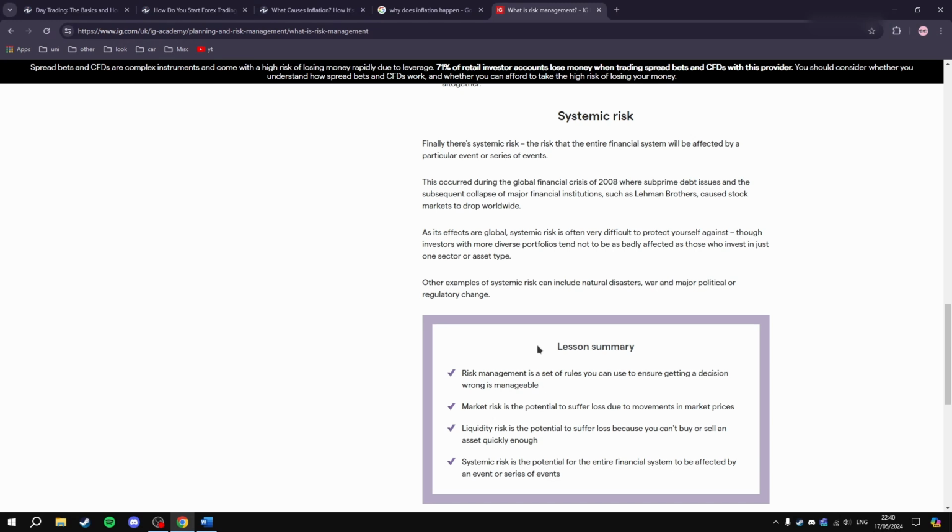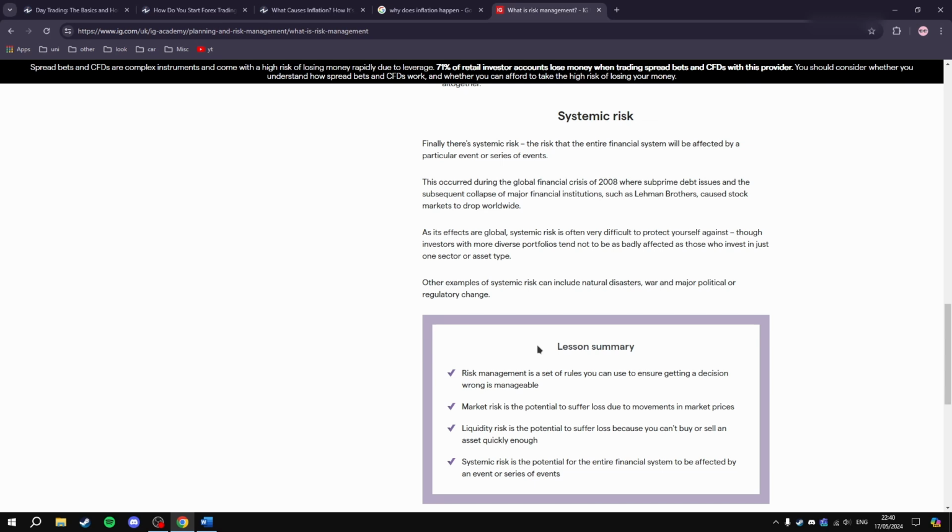This occurred during the global financial crisis of 2008, where subprime debt issues and the subsequent collapse of major financial institutions such as Lehman Brothers caused stock markets to drop worldwide. As its effects are global, systemic risk is very often difficult to protect yourself against, though investors with more diverse portfolios tend not to be as badly affected as those who invest in just one sector or asset type.